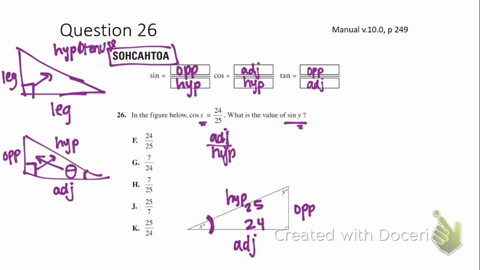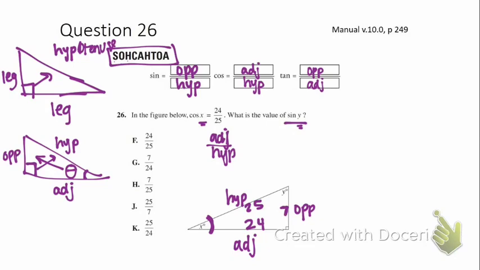normally to find my third side, I could use the Pythagorean theorem. But a lot of times on the ACT, because it's multiple choice, you won't have to use it because you can just use your answer choices. When you look at all the answers, they all use the numbers 24, 25, and then the third number is 7. So I know that the length of that third side has to be 7.